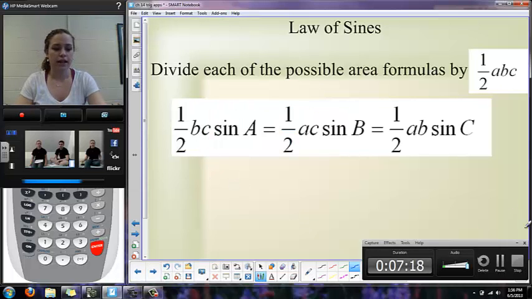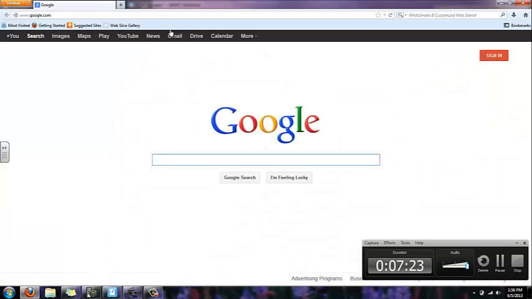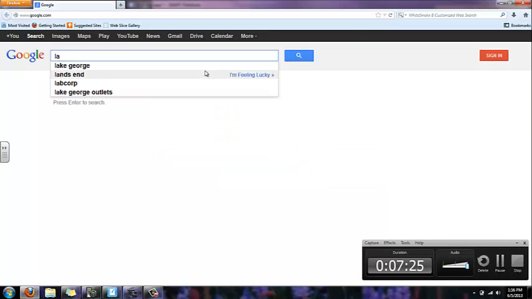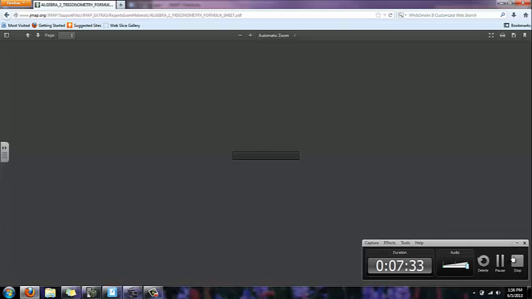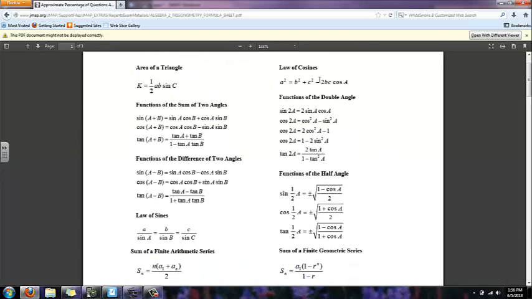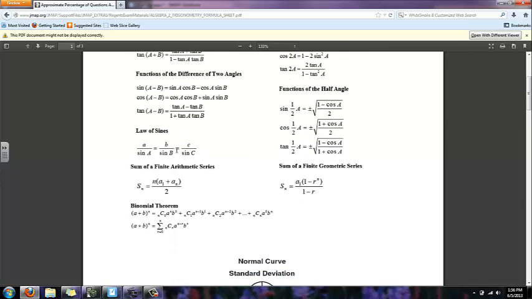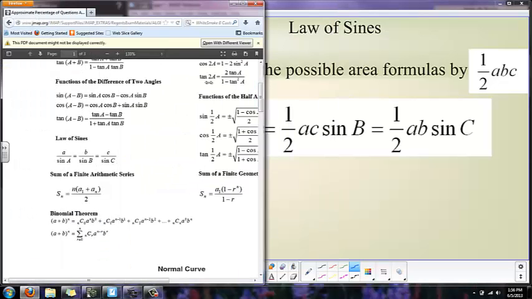Okay. Now we're going to talk about law of sines. Now I want you to go back to your reference sheet. Okay, so we know about the area of a triangle. We know about law of cosines. We know about sum and difference of two angles. We know about double angles and half angles. Now we're getting down here, and we're going to learn about the law of sines right now, okay?